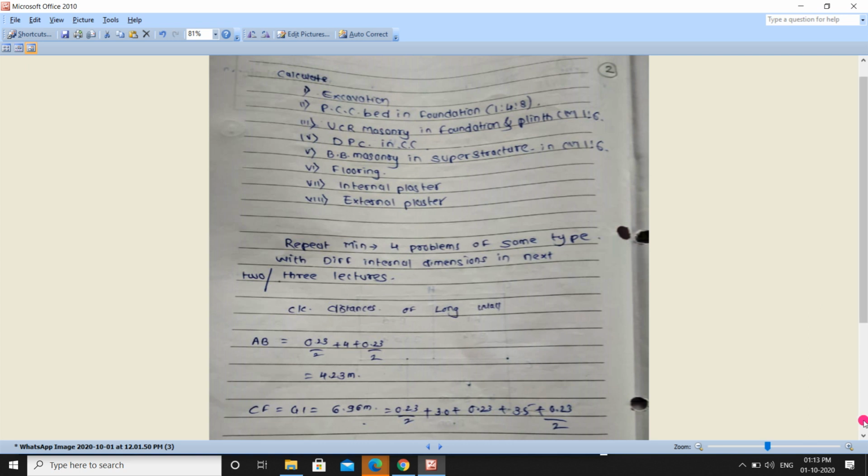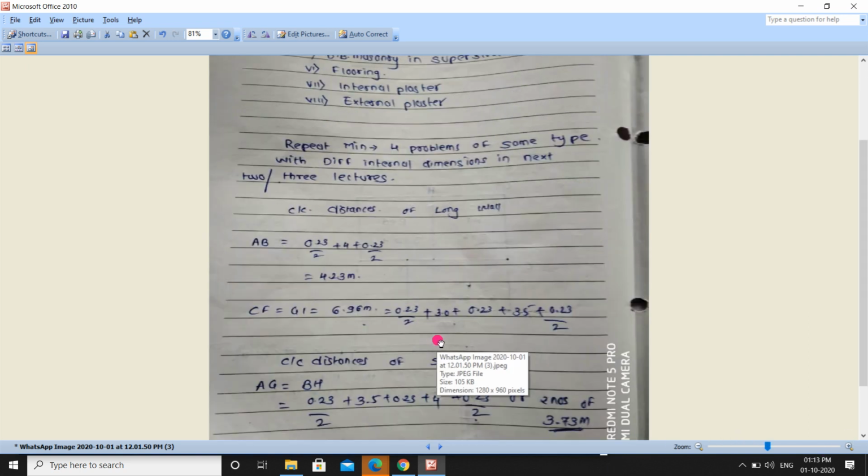So what we have to do, as usual, is first find the center to center distances of the long wall as well as the short wall. So how to find it? See here, the center to center distance of AB, it's automatically one half the width of the wall, that is 0.23 by 2, plus 4 which is the length, again plus 0.23 by 2. So it will be 4.23 meter.